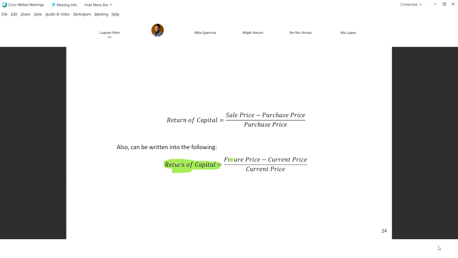Return of capital is the future price, instead of sale price, they say future price, right? Minus current price, then divided by current price. So a few examples here. Kalau sekarang ni, your current price untuk harga tanah tersebut adalah 500,000. And future price katakan dia akan sampai kepada 600,000.